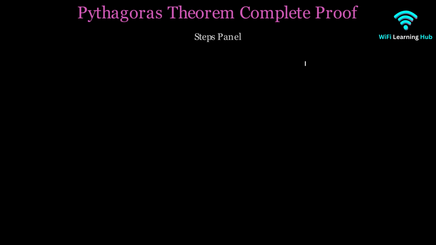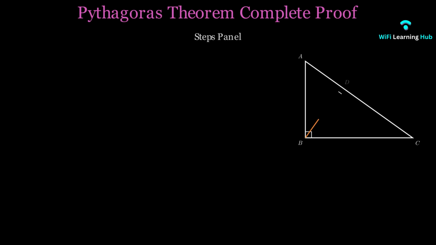First, let us look at our main right-angled triangle ABC, where the corner angle B is exactly 90 degrees. Next, for our construction, let us draw a straight perpendicular line from vertex B down to the hypotenuse and label this new point D.